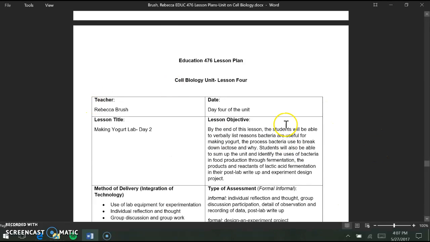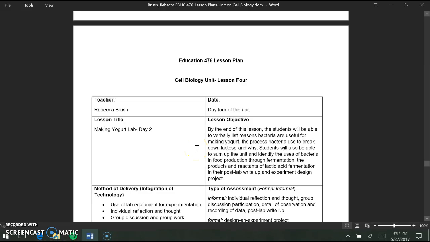So then we move on to day 4, and this was day 2 of making the yogurt. At the end of this lab, they were able to list the reasons the bacteria are useful for making yogurt, the process the bacteria use to break down the lactose, and why it's able to break down the lactose. They also needed to sum up the unit.